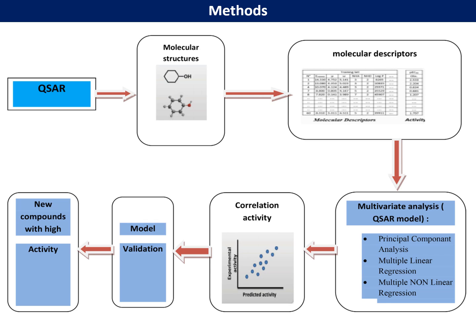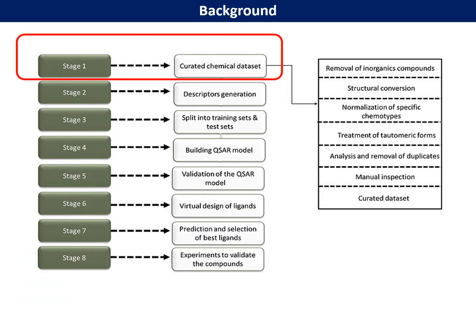Next one is the flowchart of how to perform the QSAR model. The first step is you have the list of compounds. After that, you need to calculate molecular descriptors, and after that, you can run the QSAR model. After you run it, you can make the correlation between the actual activities and predicted activities. The next step is you need to validate your model, and you can find new compounds with high activity for the next analysis. I will talk in detail about step one.